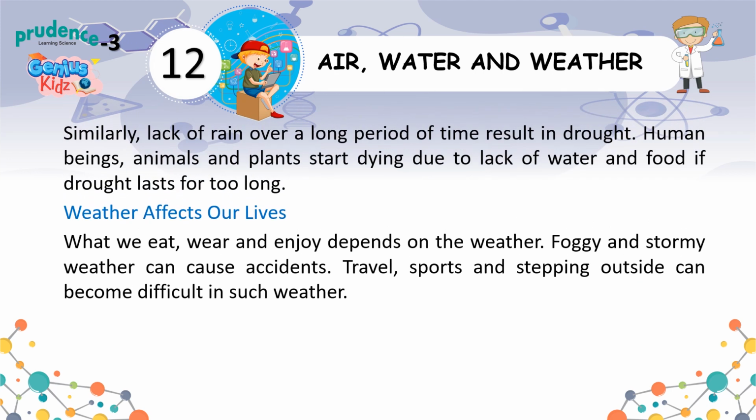Similarly, lack of rain over a long period of time results in drought. Human beings, animals and plants start dying due to lack of water and food if drought lasts for too long. Weather affects our lives. What we eat, wear and enjoy depends on the weather. Foggy and stormy weather can cause accidents. Travel, sports and stepping outside can become difficult in such weather.